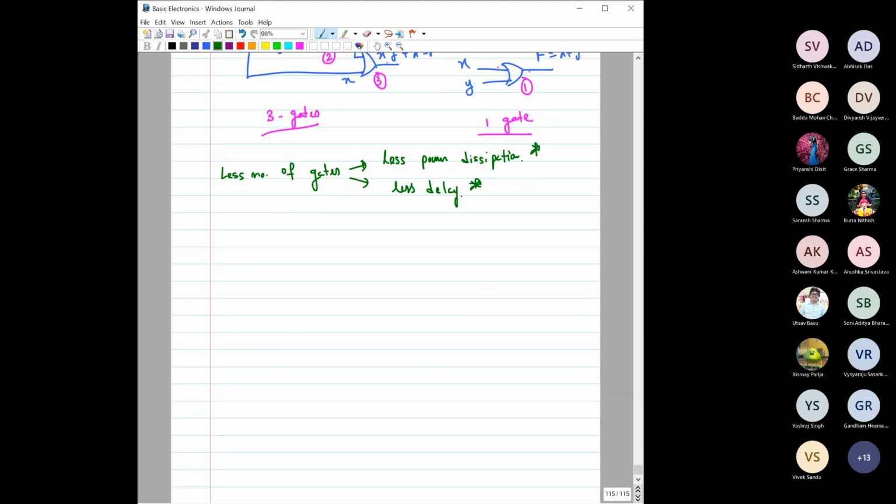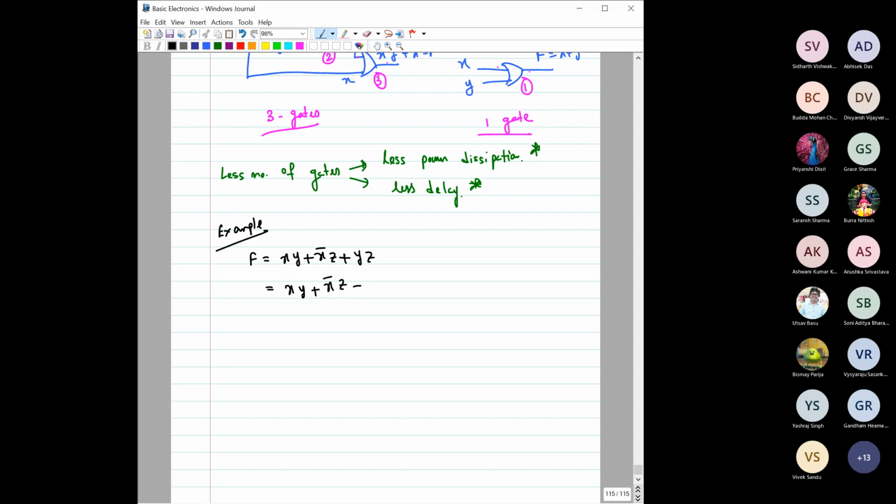Okay. So now let us take one more example and see what we can do with this. Here the function is given as xy plus x bar z plus yz. We have been asked to minimize this, or is it possible to minimize this? The answer is yes. So let me do it, and please see how I am doing it.